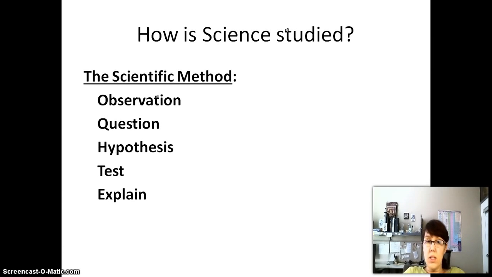Not all the time does a scientist actually have the ability to immediately say whether or not a hypothesis is accepted or rejected. Sometimes you have to do many experiments, and so it's not always just a linear process. Sometimes you go from the explanation back to a question, back to another hypothesis.